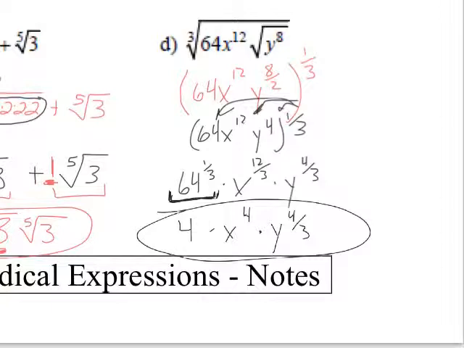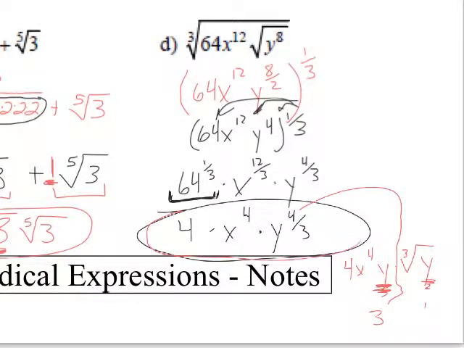Or if you wanted to write it as a radical expression, you could write it as 4x to the fourth, and then we have a y times the third root of y. So 3 of the 4 came here, and the fourth one is right here. That's where we get the 4/3. 3 of them here, and 1 of them there. I personally think this is a cleaner presentation, because I don't like radical expressions too much.